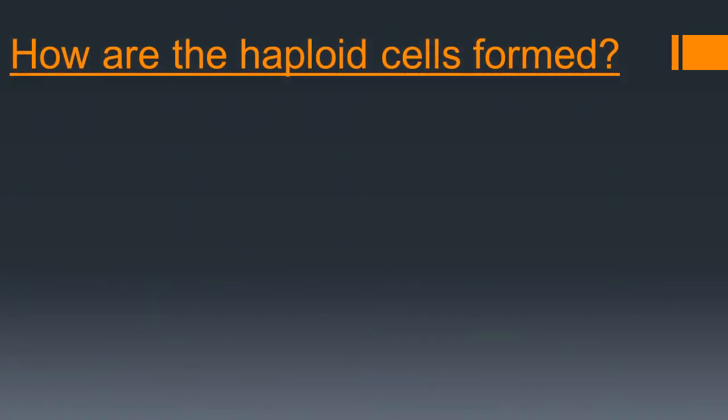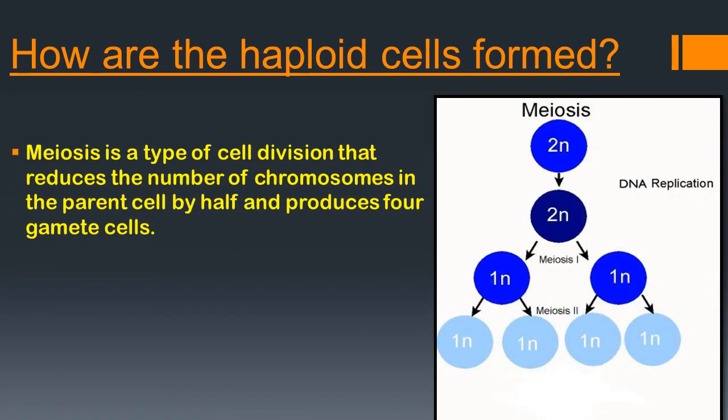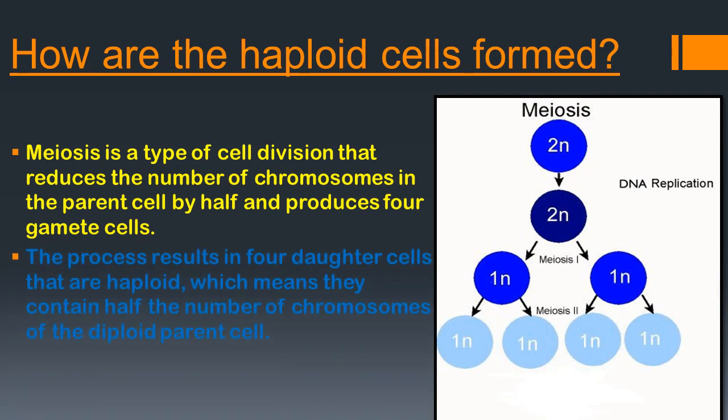Okay, now the next question, how are haploid cells formed? So students, meiosis is a type of cell division that reduces the number of chromosomes, that means 46 will reduce to 23 in the parent cell by half, and produces 4 gamete cells, and these 4 gamete cells are different from the parent cell and different from each other too. The process results in 4 daughter cells that are haploid, which means they contain half the number of chromosomes of the diploid parent cell.